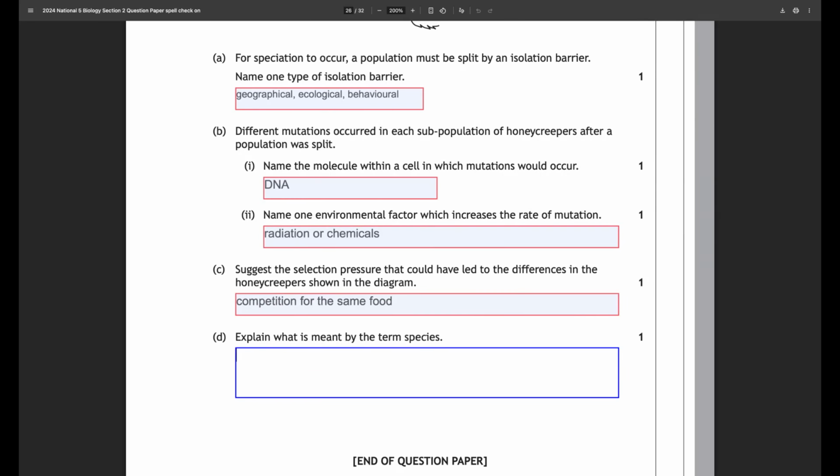And lastly, explain what is meant by the term species. Again, this is a straightforward definition one. You need to learn this one. Make sure you know it for your exam. The definition of a species is organisms that can interbreed to produce fertile offspring. And if they can't produce fertile offspring, they are not the same species. Okay, just fix my bad typing there again. There we go. Organisms that can interbreed to produce fertile offspring. This is a straightforward memorization one again, so go away and memorize that if you got it wrong on this occasion.